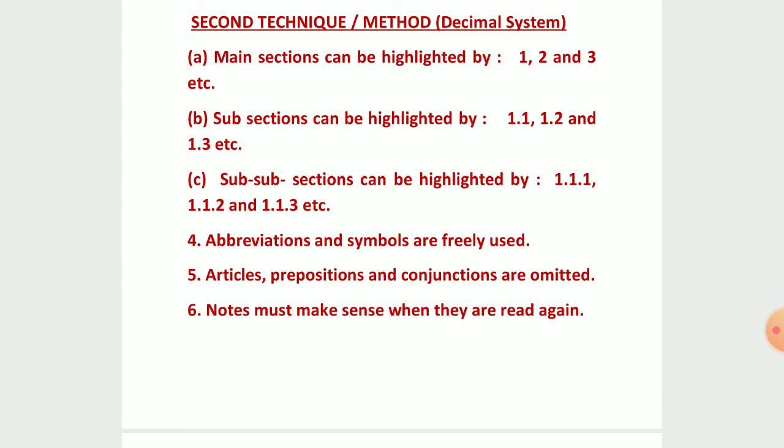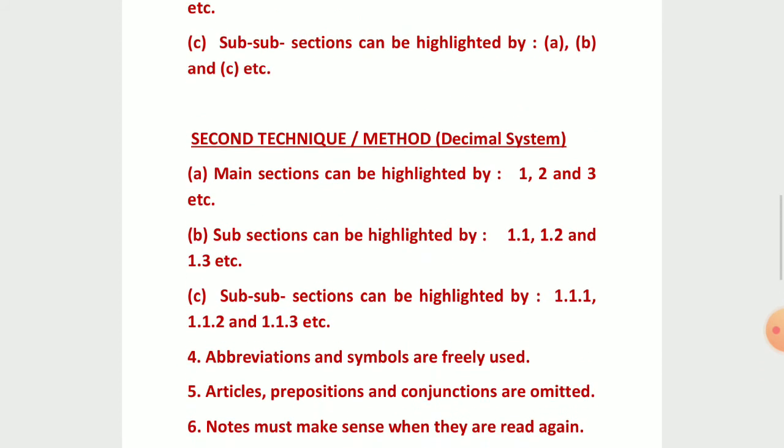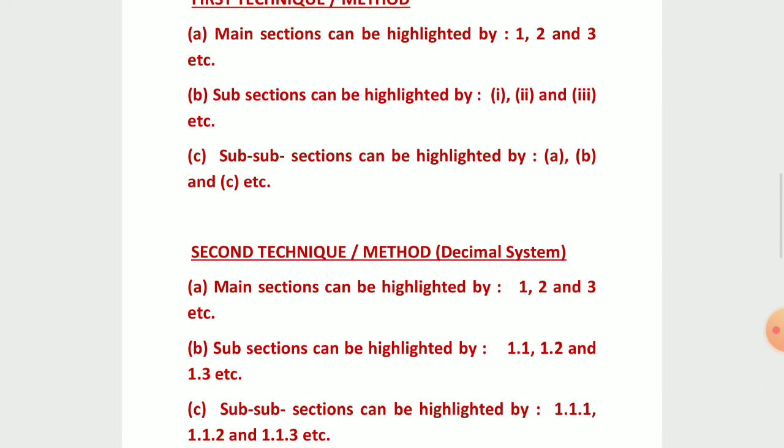Okay, decimal points are used like 1.1, 1.2 and 1.3. Now if I scroll up once again, if there is a further breakdown of the sub points, that we can say sub points or subsections.